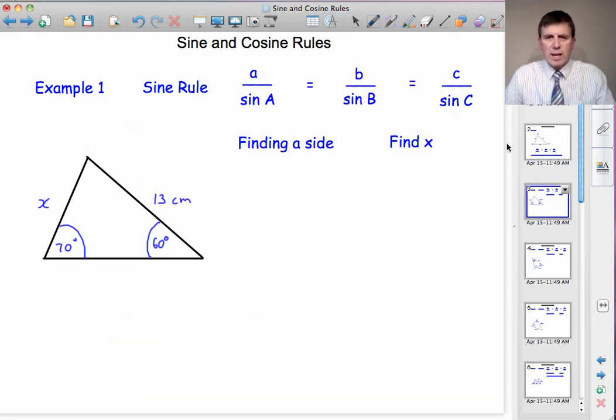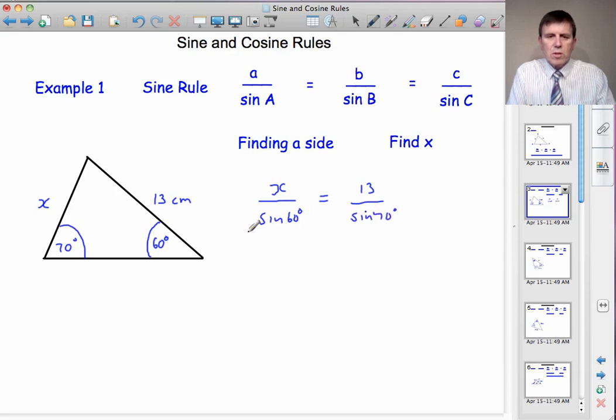This is the first of 4 examples on sine rule, 2 of which we'll be using to find a missing side and 2 of which we'll be using to find a missing angle. Now, why can I use sine rule here? Because I know an opposite pair. I know this angle is 70 degrees and the opposite side is 13. That's essential before we can use sine rule. I want to find x, and I can use sine rule because I know the opposite angle to x. So I can write x over sine 60 is equal to 13 over sine 70.